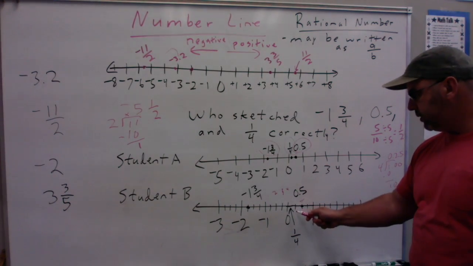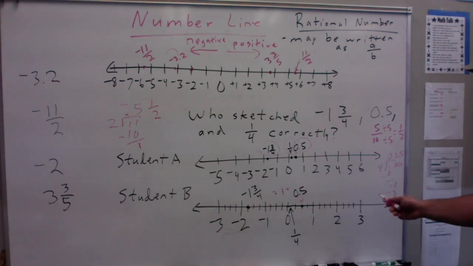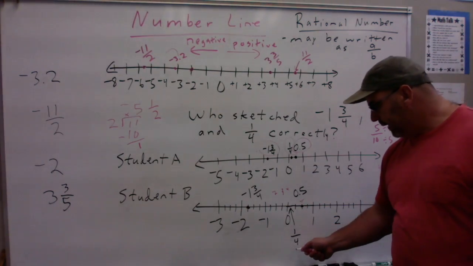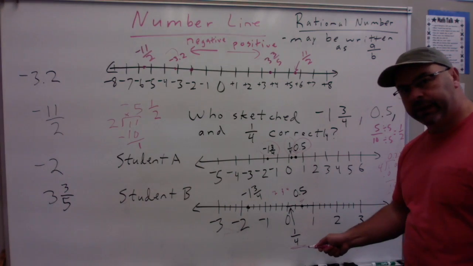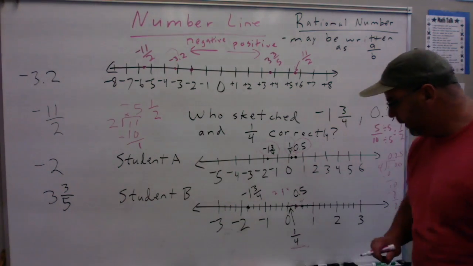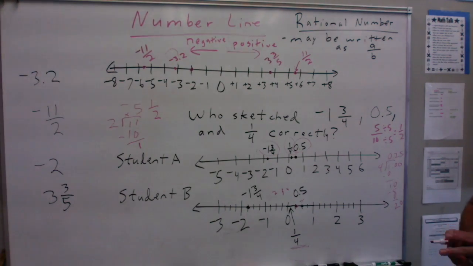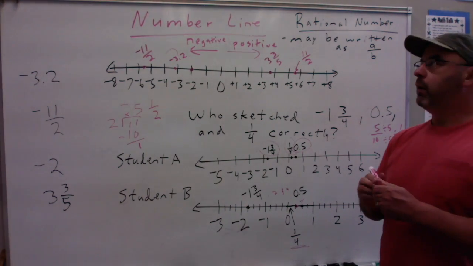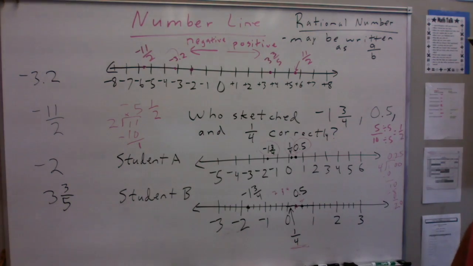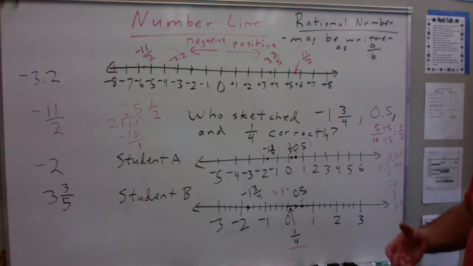1/4 would be 0.25. We already did that. But he's saying it's closer to 0. So this one right here is the problem. Okay? This should actually be right here. Okay? So that should be 0.25. So this is how we go ahead and put numbers on a number line and then sketch them to see if they are correctly on there.